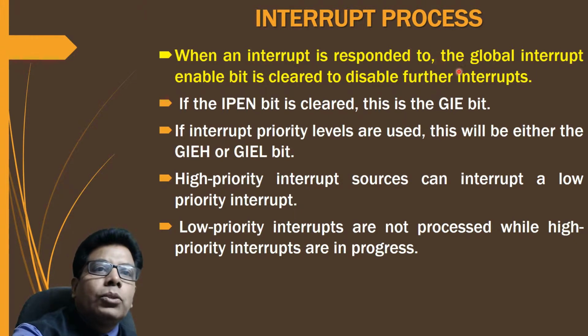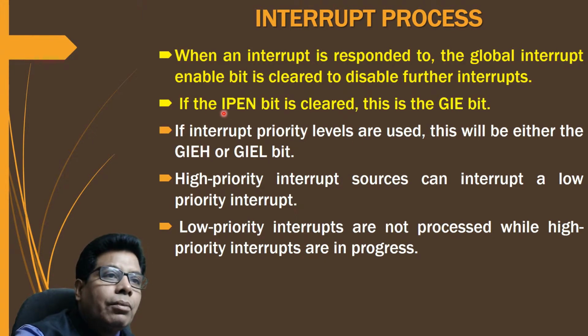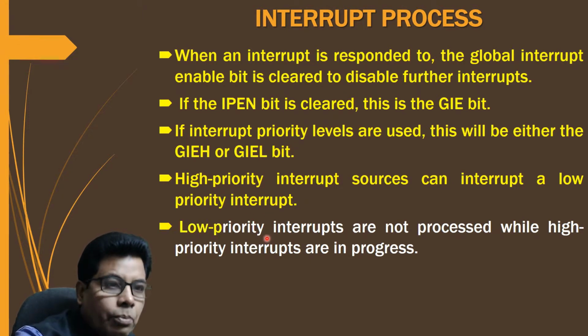Then the interrupt process. Let us understand the interrupt process. When an interrupt is responded to, the global interrupt enable bit is cleared to disable further interrupts. So this global interrupt enable bit has to be cleared. If the IPEN bit is cleared, this is the GIE bit, that is the global interrupt enable bit. If interrupt priority levels are used, this will be either the GIEH or GIEL, as we have discussed just now. So depending on these two bits, higher priority interrupt sources can interrupt a low priority interrupt. Any high priority interrupt source can interrupt a low priority interrupt. Low priority interrupts are not processed while high priority interrupts are in progress. So that is how things will go on.